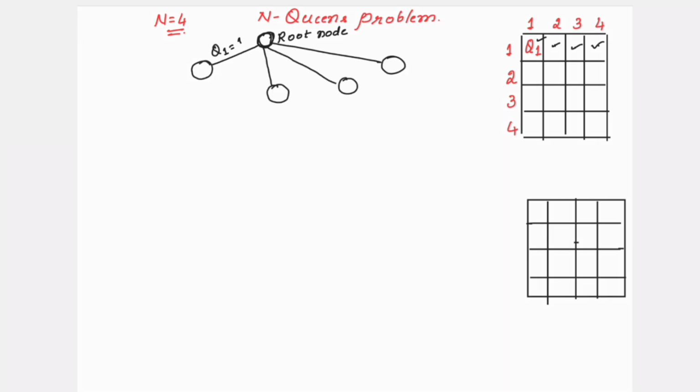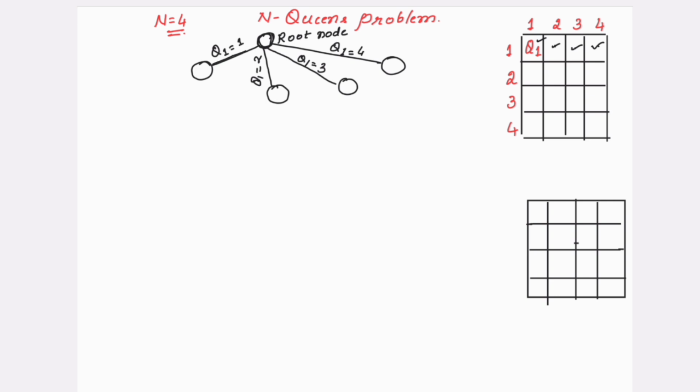Q1 can be placed in the first column, Q1 can be placed in the second column, Q1 can be placed in the third column, Q1 can be placed in the fourth column. Now, since we have placed Q1 in the first column, we'll extend that part of the tree and we'll see whether Q2 can be placed.